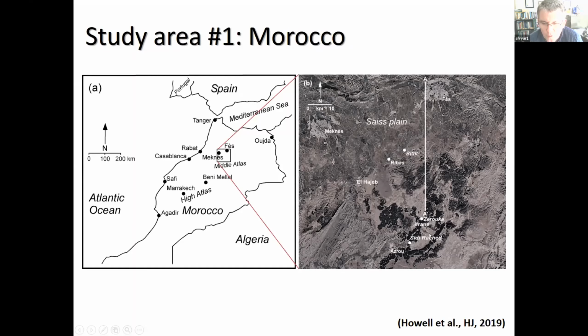Zaruka is the water supply for Afrin, a town on the plateau, Sidi Rashid for a neighboring town, Azrou, and Riba is one of the major water supplies for the city of Meknes. And you'll note subsequently this north-south cross-section.